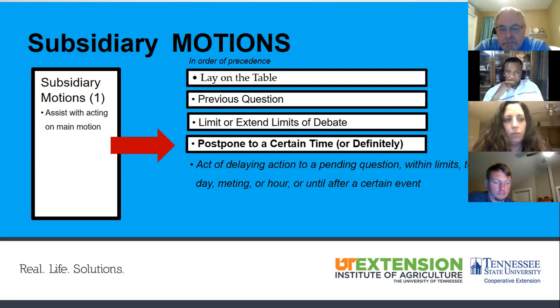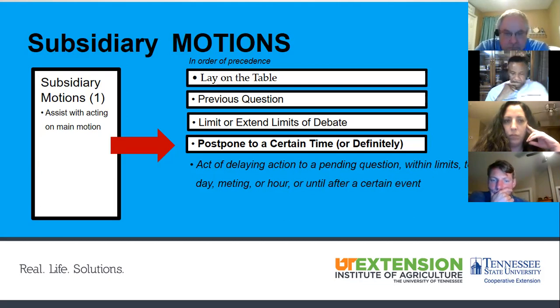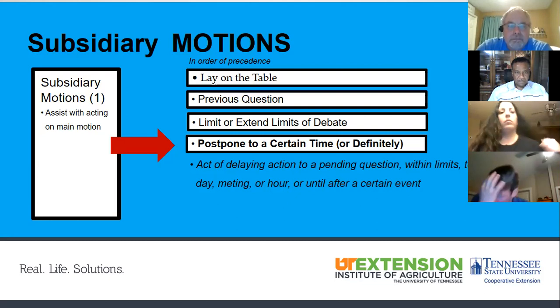And usually it's because we need to get some more facts on the main motion itself before we can make a decision. But whatever time that we send it to, and it could be if it's one of those 3-day meetings, I move to postpone this until 12 noon on Thursday. At 12 noon on Thursday during our business meeting, this automatically would come up. Make sense? It goes to a certain time and it's going to automatically be on that agenda and come up.